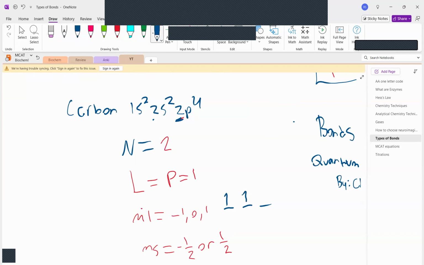When you're filling out that whole shell, have each one be in the same direction too, since that's typically just how they're drawn. Minimize repulsion, and then here we go. That is kind of it.